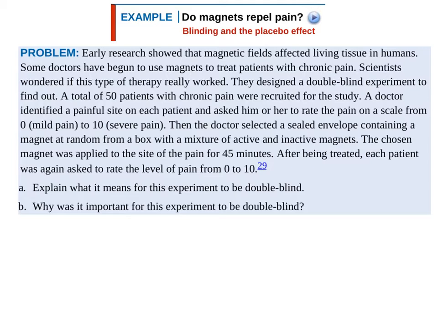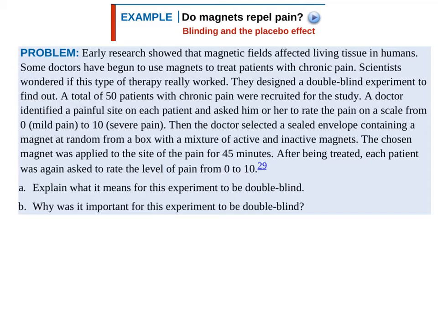They designed a double blind experiment to find out. A total of 50 patients with chronic pain were recruited for the study. A doctor identified a painful site on each patient and asked him or her to rate the pain on a scale from 0, which is mild pain, to 10, which is severe pain. Then the doctor selected a sealed envelope containing a magnet at random from a box with a mixture of active and inactive magnets. I don't know what that means. Maybe you do. The chosen magnet was applied to the site of the pain for 45 minutes. After being treated, each patient was again asked to rate the level of pain from 0 to 10.